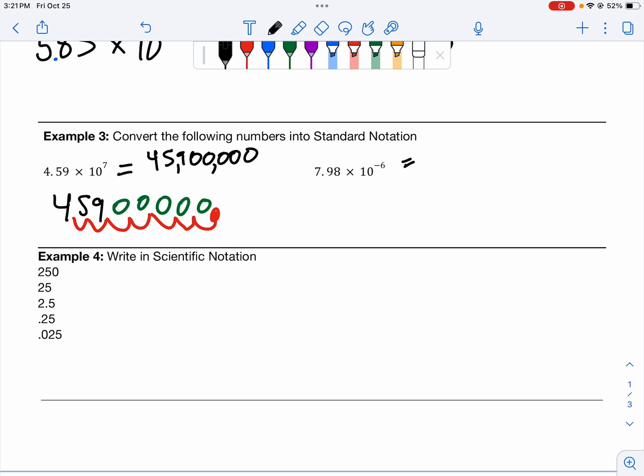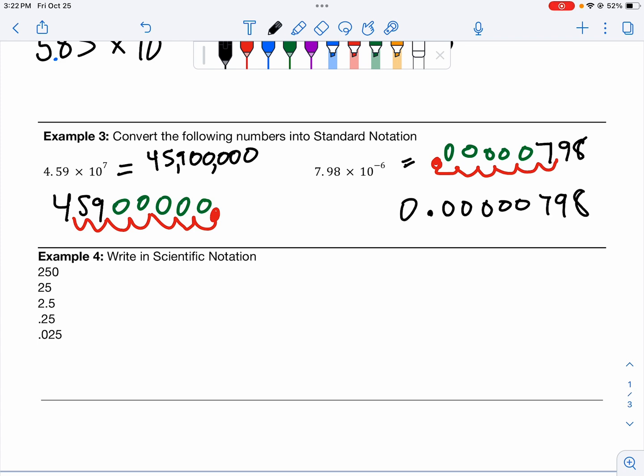All right. Now, let's go ahead and do one going the other direction, a small number, 7, 9, 8. This time I'm going to move it the other way: 1, 2, 3, 4, 5, 6. There's my new decimal place. I'm going to add in 5 zeros this time. So it is 0.00000798. I often put the first zero in front of it. That zero doesn't really matter.